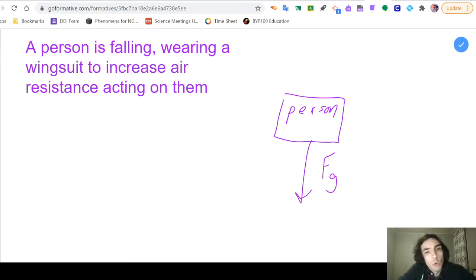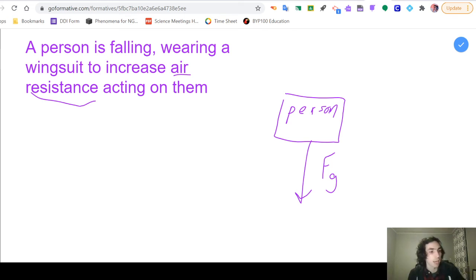But now we're also told that they're wearing a wingsuit to increase air resistance acting on them. So it's helpful that we're told in this description that air resistance is acting. And air resistance we've talked about in class as being pretty similar to friction because it's also a force that opposes motion. So if an object or person is moving really fast to the right, air resistance acts to the left. If the person or object is flying up really fast, like a rocket taking off like we saw in class, then air resistance acts downwards on it.